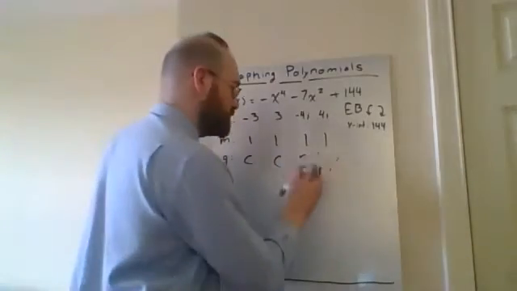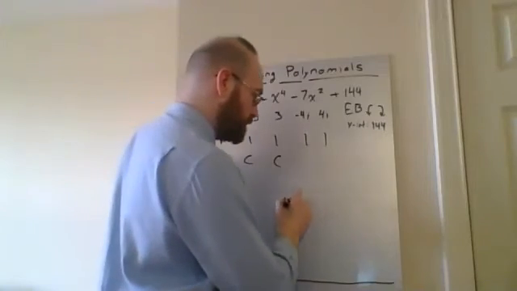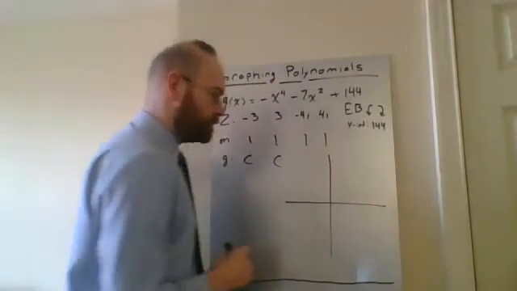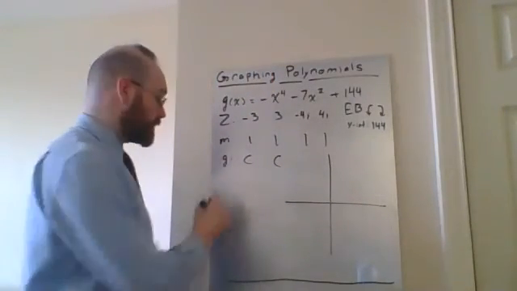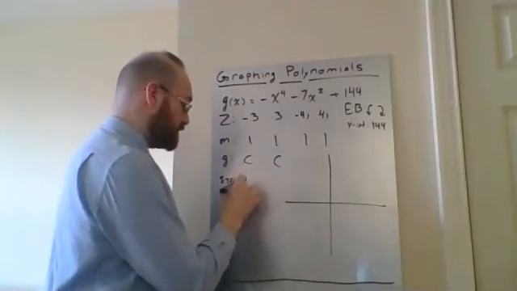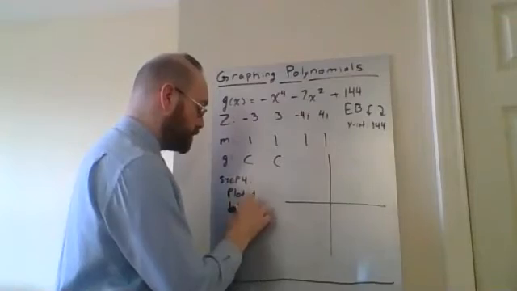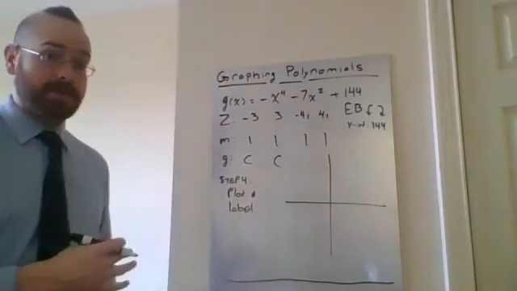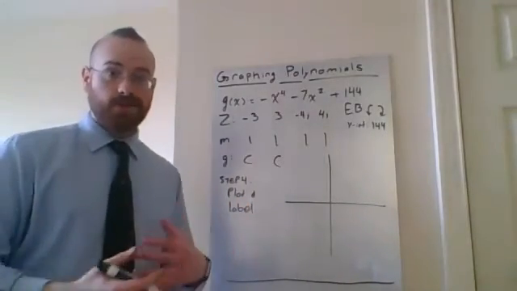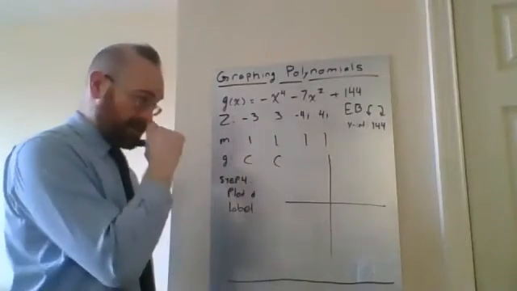So I'm actually gonna erase that part because I want to use this space for my coordinate plane. Over here, step 4 is plot and label. So the things I need to be able to label on the coordinate plane so that I can plot points at are the zeros and the y-intercept.